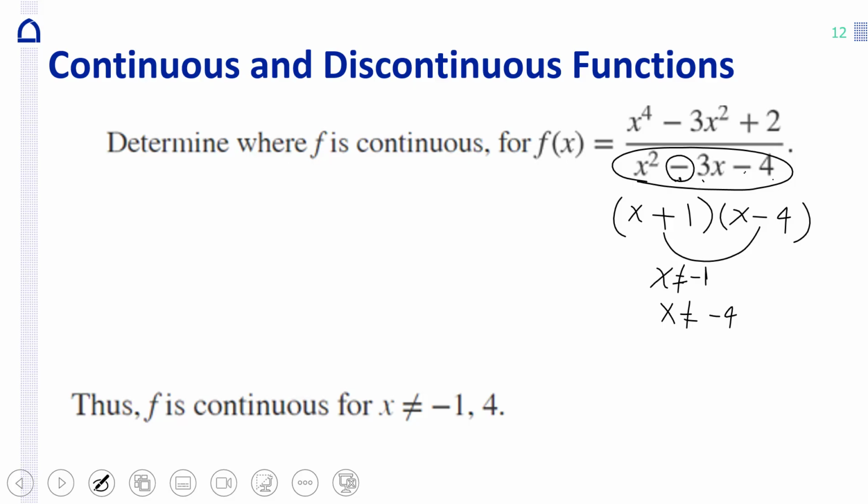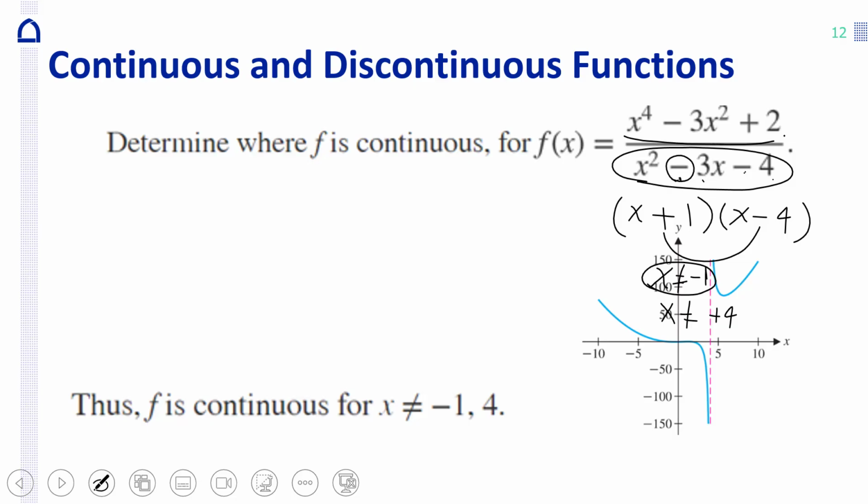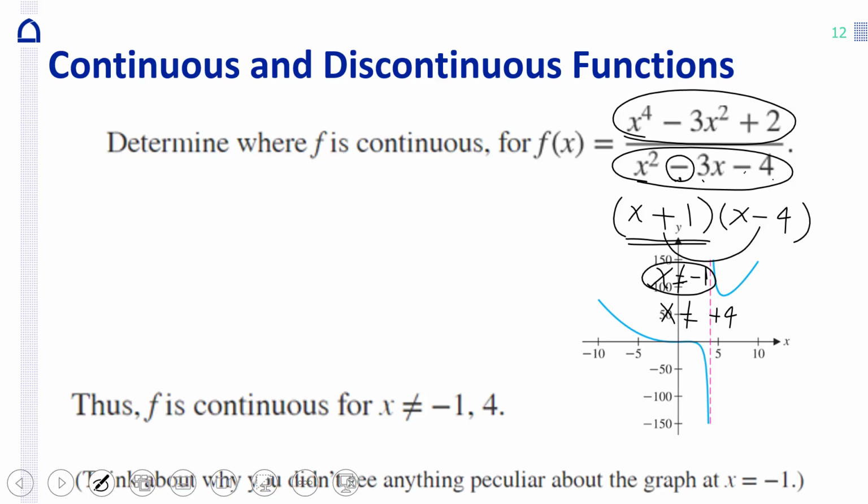Now let's go and do the graph for this function. So if we graph it, we have a problem only at x equal to 4. We don't have a problem with x equal to -1. Do you know why? Yes, because when we factorize this one, we have the same factor, x plus 1, so it will be cancelled out. Catch it?